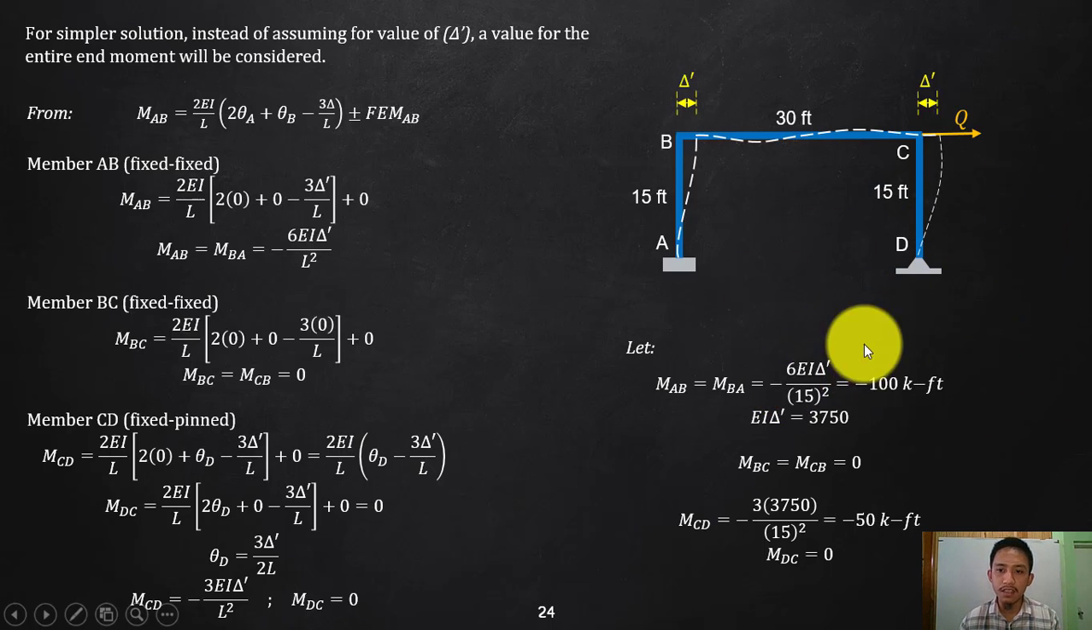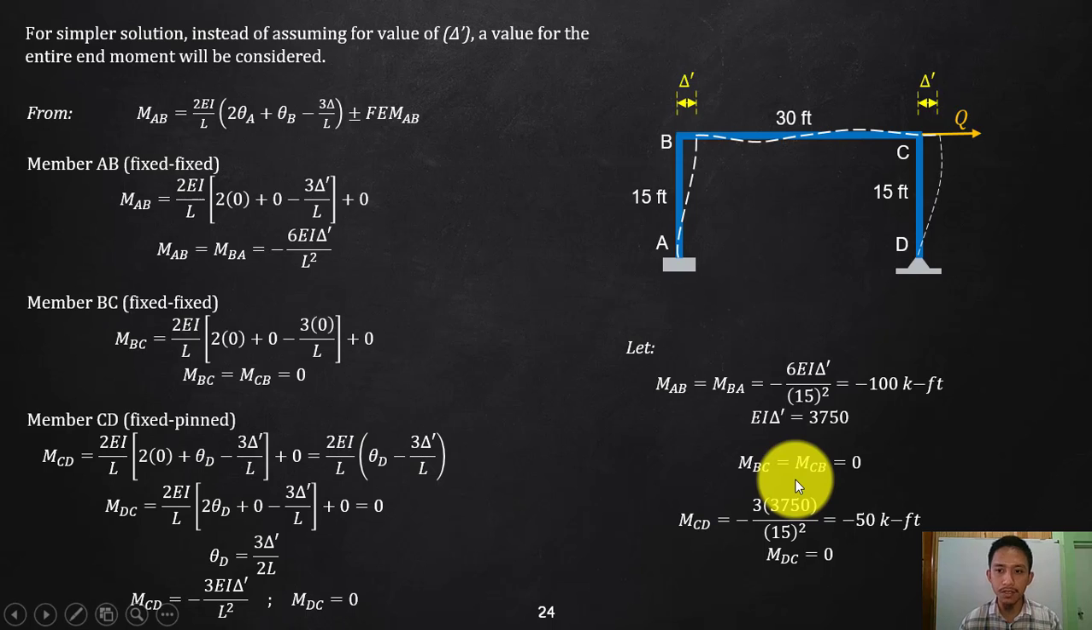Rather, instead of assuming a delta prime, assume for the entire end moment. But you will only do that for one end moment, and then the rest will be solved based on that assumption. So for me, I will let MAB and MBA, since that is a negative. We predicted that as a negative, so let me assume a negative. But if you assume a positive, it is still okay. It will still reflect on the side of your cube.